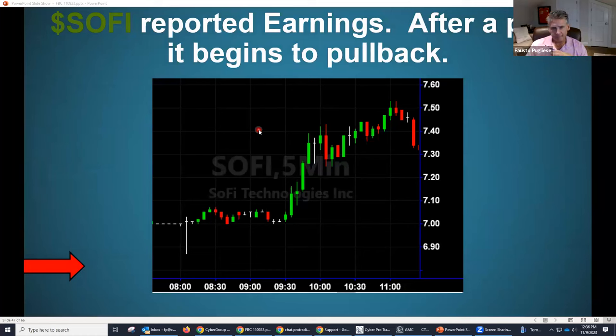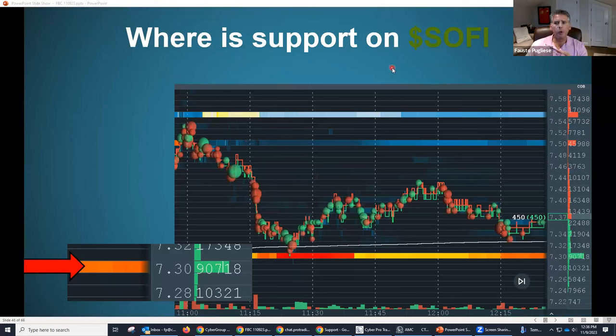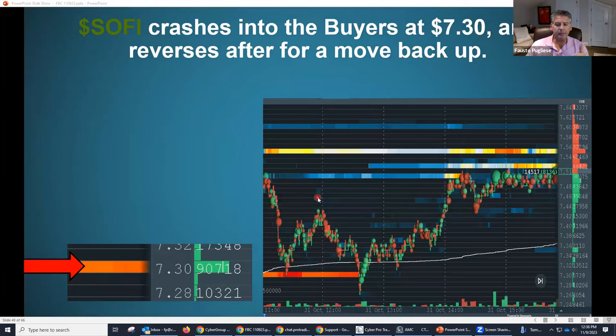Looking at SoFi. SoFi reported earnings last week, had a nice pop, and then it backed off. Where is support on SoFi? Well, you can see right here, when it had that big pullback, it came all the way back down to a 90,000 share buyer. And you could see this line, which is nice because you can see how long he was out there and if he's adding to his position or canceling out. And by seeing that order out there, you could see why that stock continued to go higher. That's the beauty of that.